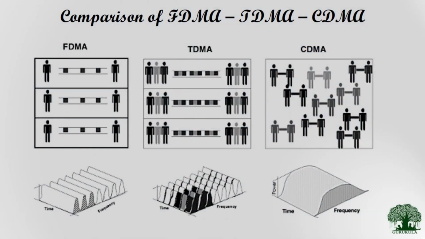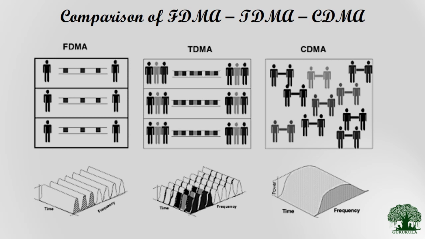So in the previous video, while we were discussing code division multiple access, finally we compared frequency division multiple access, time division multiple access and code division multiple access. So in frequency division multiple access the users are differentiated with respect to frequency, in time division multiple access users are differentiated with respect to time, and in code division multiple access the users are differentiated with respect to code.